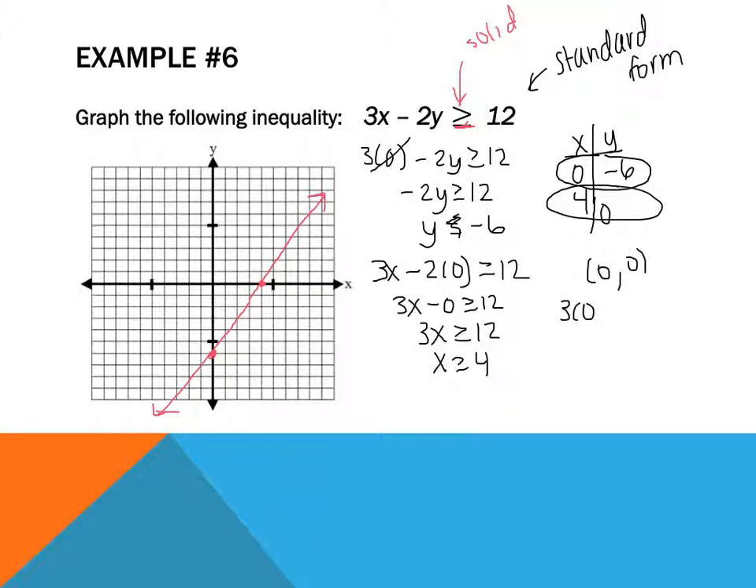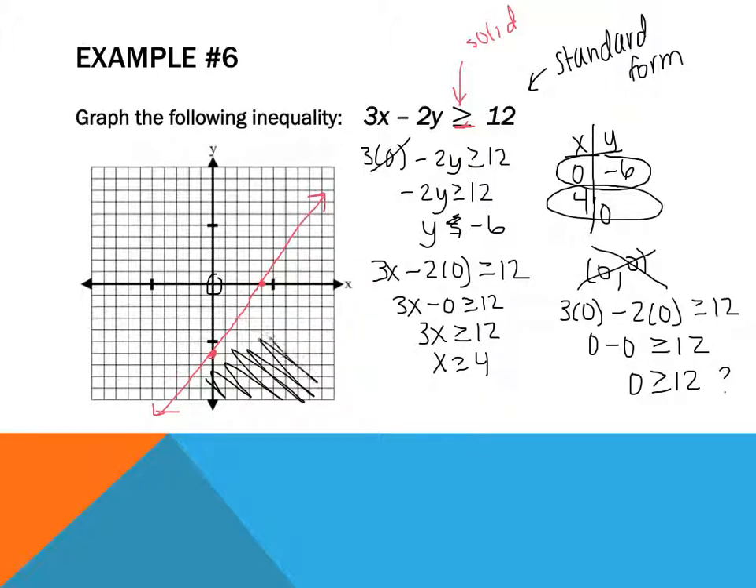So I have 3 times 0 minus 2 times 0 is greater than or equal to 12. This is 0 minus 0 is greater than or equal to 12. So 0 is greater than or equal to 12. I need to ask myself, is this true? Is 0 greater than or equal to 12? Well, no, 0 is less than 12. So (0, 0) should not be a point in my shading. Because (0, 0) is on this side, and I don't want it to be a solution, I need to shade on the other side, away from (0, 0). So that's where my shading should have gone.